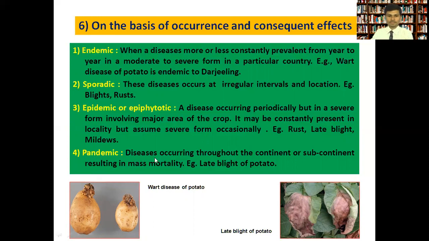Then pandemic, a disease occurring throughout the world, or throughout a continent or subcontinent, that results in maximum death or mass mortality. We are well aware of the outbreak of the COVID-19 virus. COVID-19 is called a pandemic because it affected the whole world and caused mass mortality. In plants, late blight of potato is a pandemic disease because it occurs throughout the world.